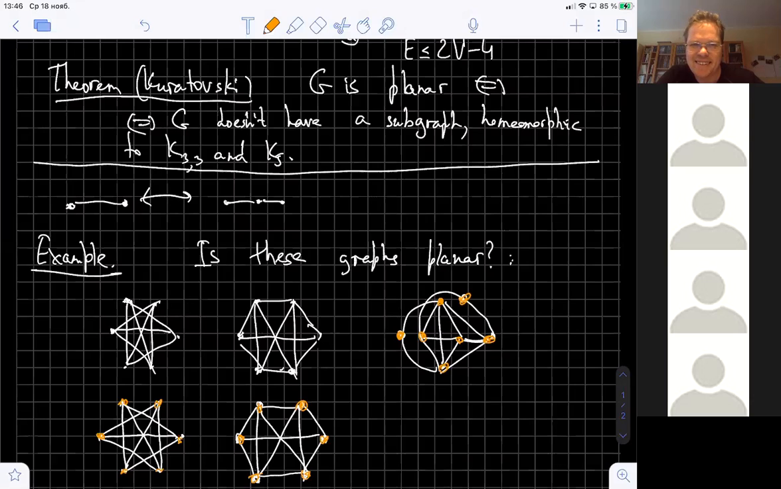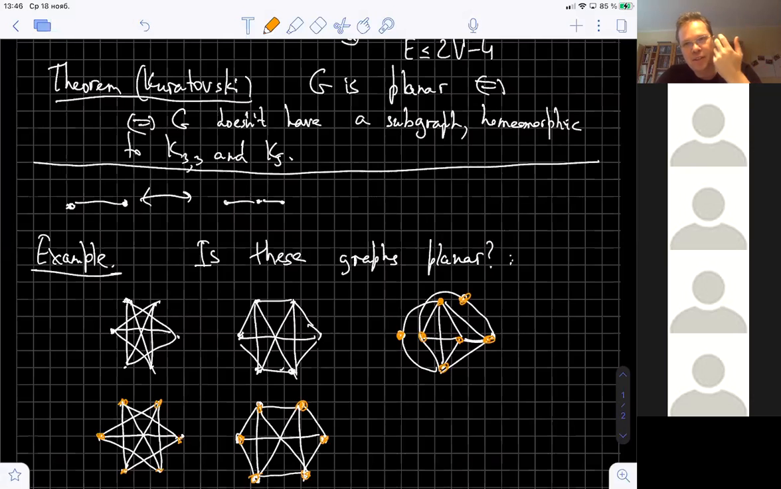First of all, I tried to draw the second graph in a way that doesn't cut any edges, so that edges don't intersect, and I couldn't make that graph. And also every branch, I think it's homeomorphic to K3,3. The first one? As every vertex has three edges, I don't think it will be possible. At least the first two are, I think, not planar.